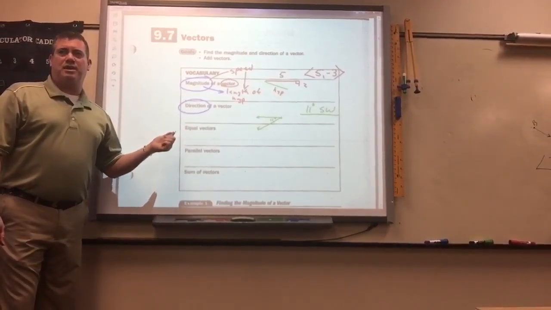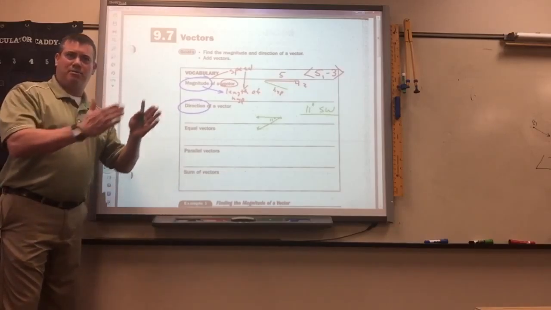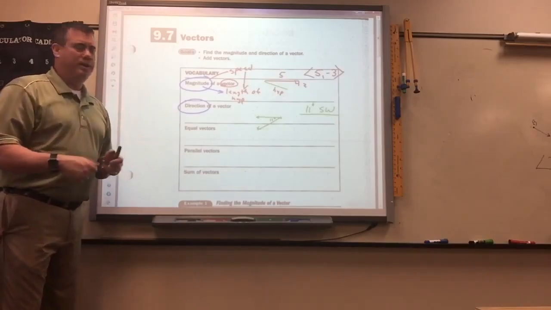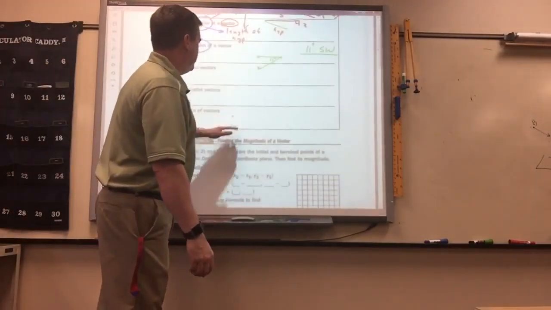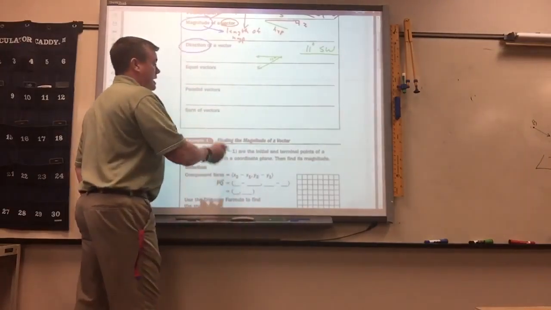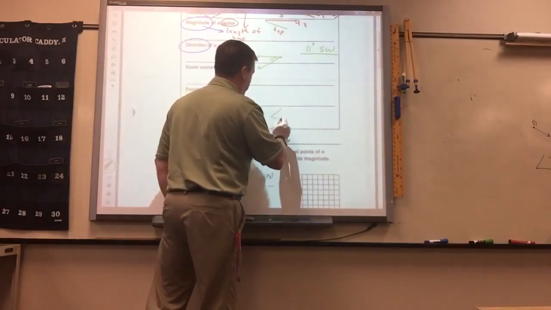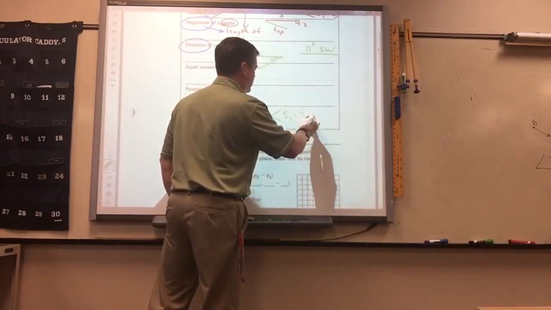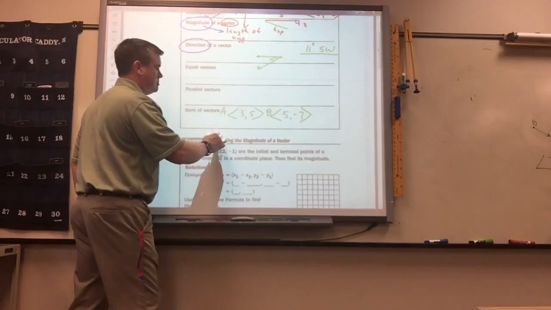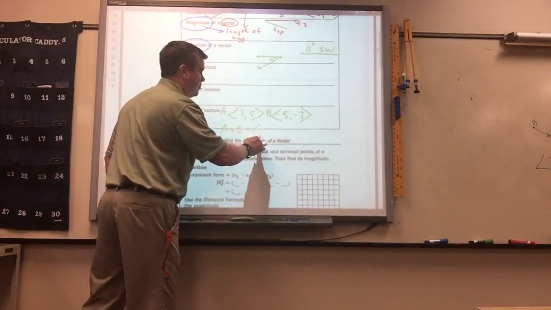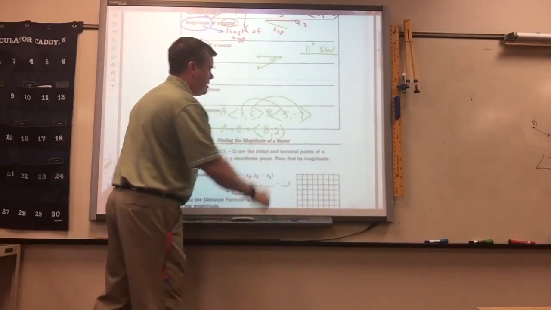Equal vectors is just what it sounds like. They're the same length. Parallel vectors is just what it sounds like. Everyone knows what parallel means, right? They never intersect. Sum of the vectors is when you add two vectors together. This is the easiest part when we take our test on this. If you've got two vectors, say this is vector A and this is vector B, and they want you to find A plus B. All you do is you add this and you add that. Okay?